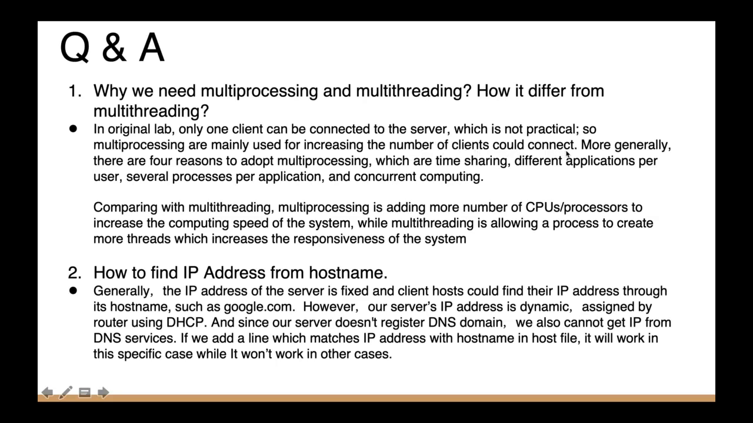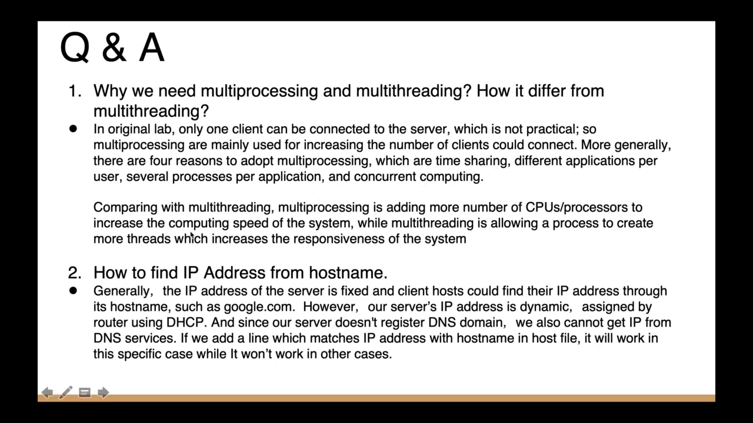The reasons why we need multiprocessing more generally are as follows. First of all is time sharing. Second, there might be different applications per user or several processes per application. And the final reason is to have concurrent computing. Comparing with multithreading, multiprocessing is adding more CPUs or processors to increase the computing speed of the system, but multithreading is allowing a process to create more threads, which increases the responsiveness of the system. So these are the differences between multiprocessing and multithreading.